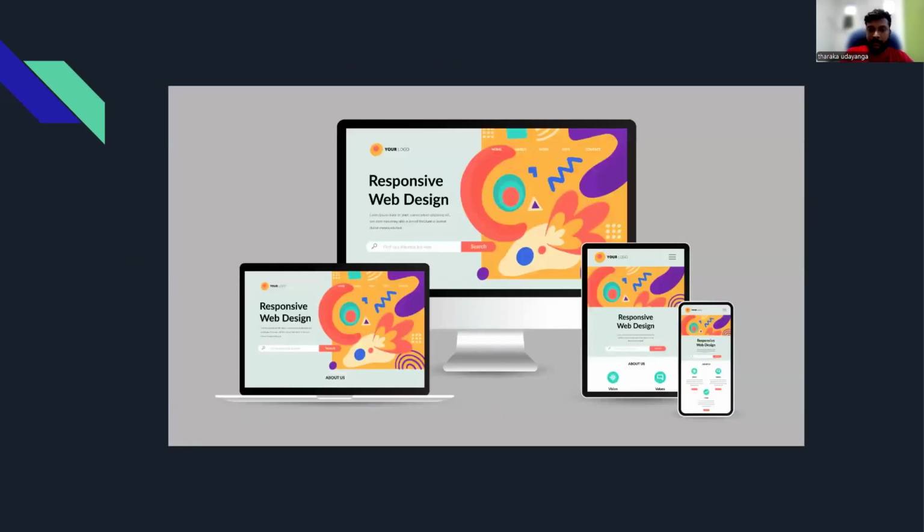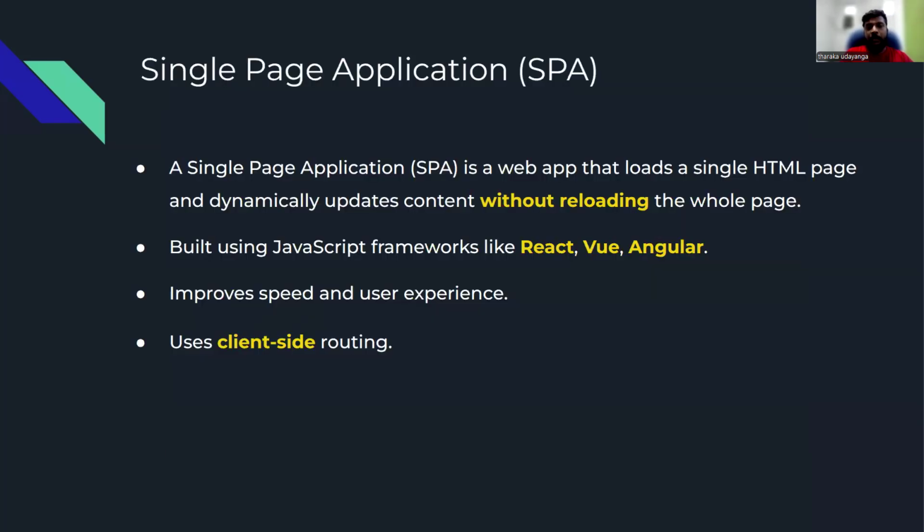This is an example of a responsive design. As you can see, the interface should work for every device: iPads, tablets, mobiles, laptops, everything. So we have a different look, feel, and structure for every screen. Okay, now the single page application.